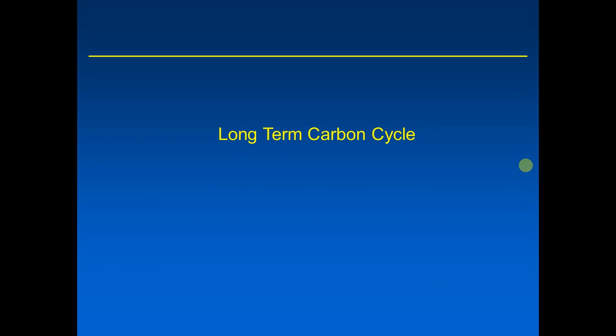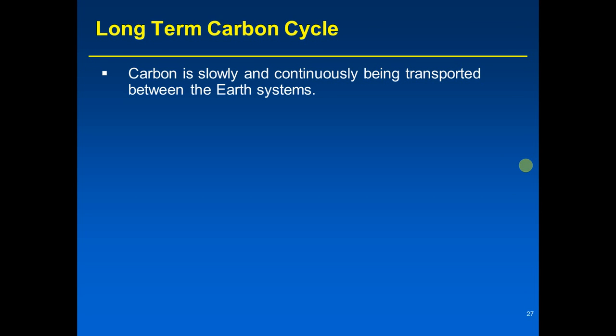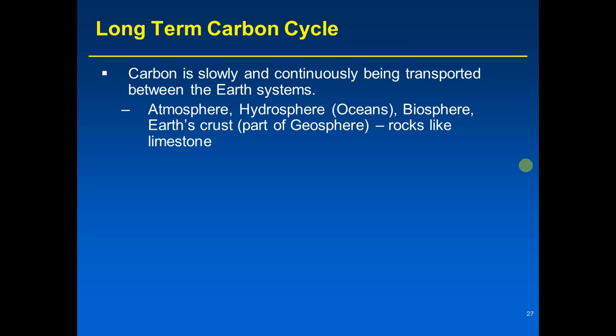Now let's talk about the long-term carbon cycle. Carbon is slowly and continuously being transported between the Earth systems. And to review, the Earth systems include the atmosphere, the hydrosphere, which is mainly made up of the oceans, the biosphere, the Earth's crust, which is part of the geosphere, and rocks like limestone. We're not listing cryosphere on here, but it's relevant too. Perhaps not as much so when we talk about carbon being transported between the Earth systems as the other four.